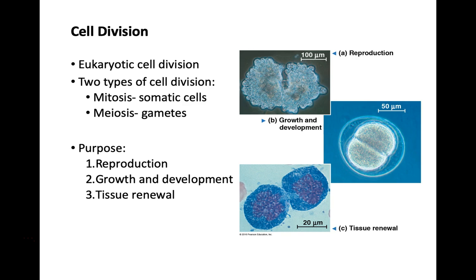And then, of course, sometimes cells just wear out. Cells have a limited lifetime. They perform their job for a certain amount of time, and they just need to be replaced. So while cell division in prokaryotes, basically the sole purpose is to produce a new organism, there are a variety of purposes that cell division serves in a eukaryotic organism.